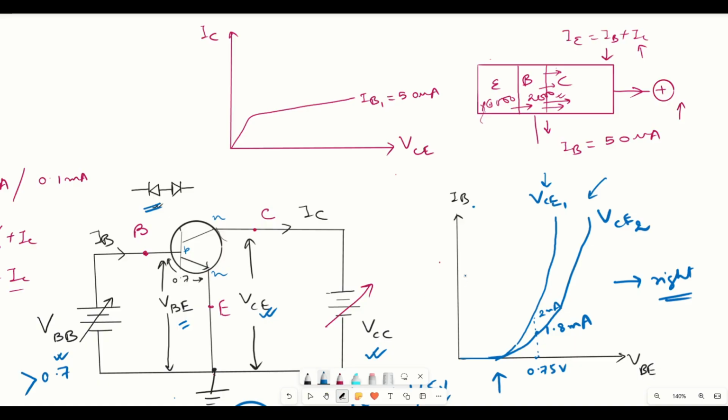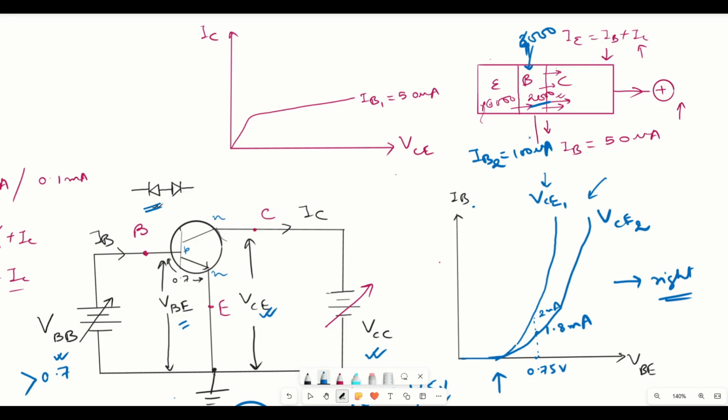Okay. Now what will happen in the next value? That means if we increase IB further, that will be IB2, suppose 100 microampere. Then what will happen? Instead of 2000, now we will be sending 3000, or as the number is doubled. So for 50 becoming 100, 2000 will become 4000.